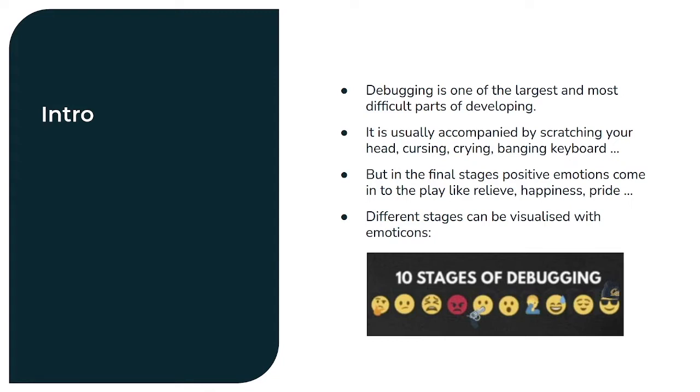But in the final stages, usually there are positive emotions like relief, happiness, also pride when you finally figure out what is wrong. So I found a visualization of different stages of debugging that uses emoticons for this. If you look at it, you see that somewhere in the second half it gets more positive.